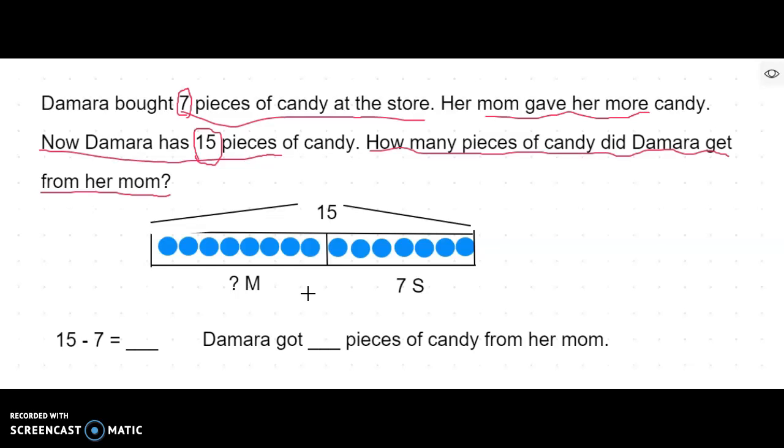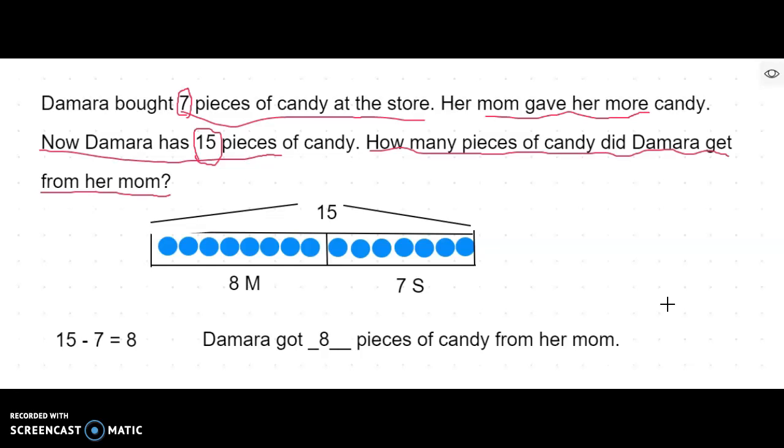Yeah, her mom gave her 8 pieces of candy. Let's count that one more time to make sure. 1, 2, 3, 4, 5, 6, 7, 8. She got 8 pieces of candy from her mom. 15 minus 7 equals 8. Damara got 8 pieces of candy from her mom.